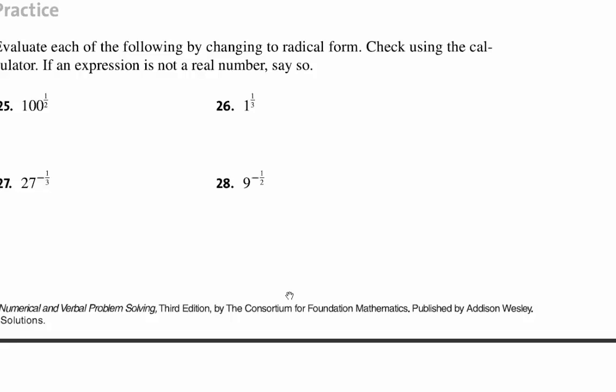So let's take a look at a few practice problems. It says evaluate each of the following by changing to radical form. So 1 to the 1/3 in radical form looks something like this. Right? So 1 to the 1/3 is really the same as the cube root of 1. And the cube root of 1, we're saying, well, what number multiplied by itself 3 times equals 1? That would be 1. Okay, now if you're a little confused, let's take a look at a formal definition here.